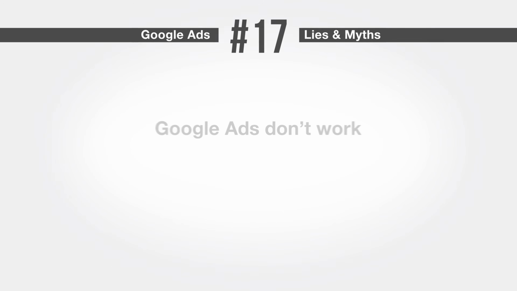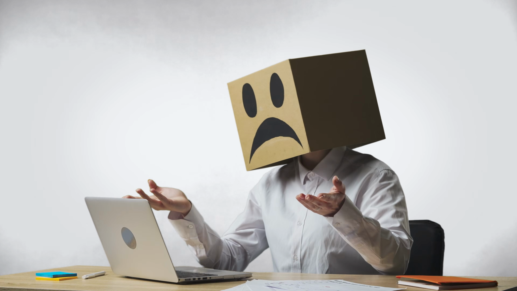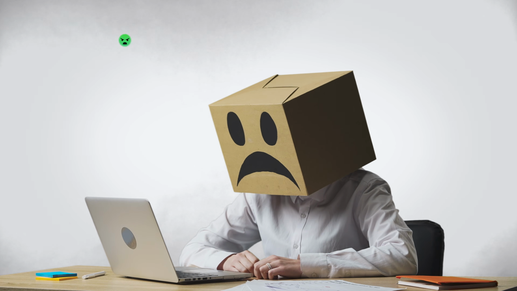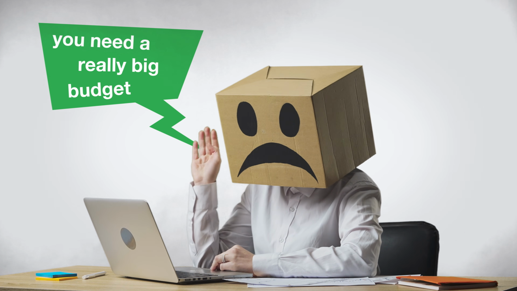Number 17, Google Ads don't work for small budgets. This is one that honestly is just an excuse. A lot of Google advertisers, when they first start advertising on the platform, struggle to get results because they just don't know enough yet. They don't have the skills to be able to make it work. And they just decide, oh, I couldn't get Google Ads to work because my budget was too small. You need a really big budget to make Google Ads work. That is not true at all.